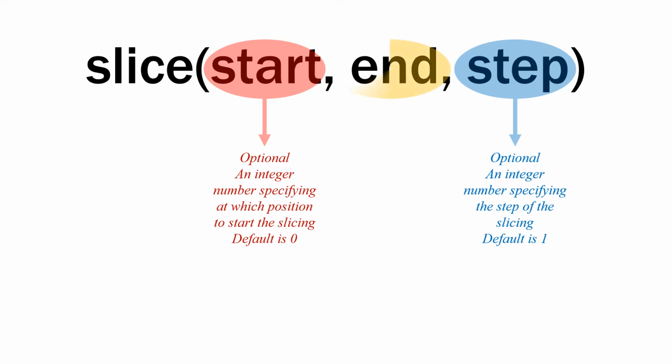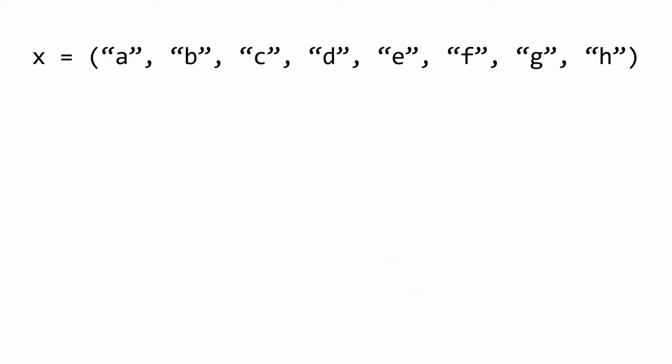Then the middle one, that is end. This parameter is not an optional parameter. This is an integer number which specifies the position where the slicing ends. Let's look at an example.